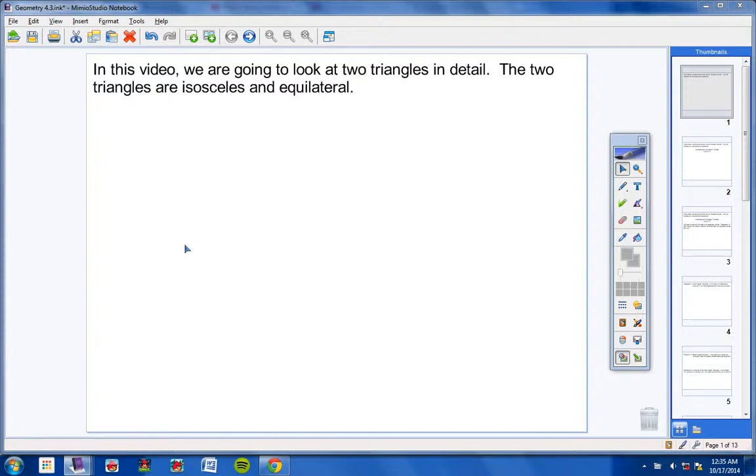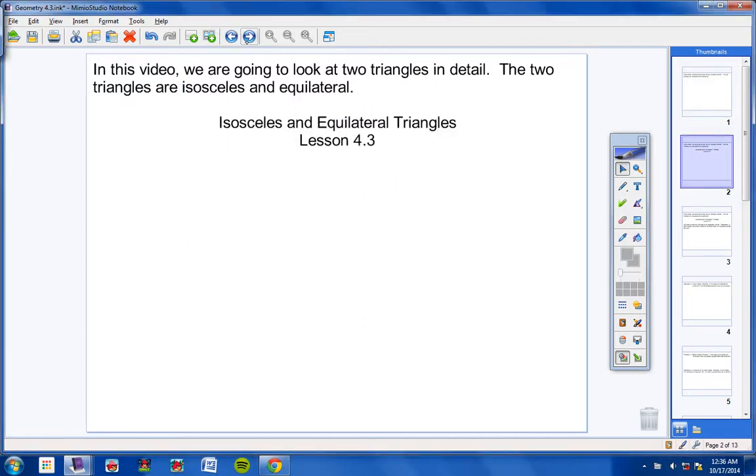Okay, geometry students, in this video we're going to be looking at two triangles in great detail. The two triangles are called isosceles and equilateral triangles. With that in mind, let's go ahead and write your heading down for today, please. Your heading for today is isosceles and equilateral triangles.